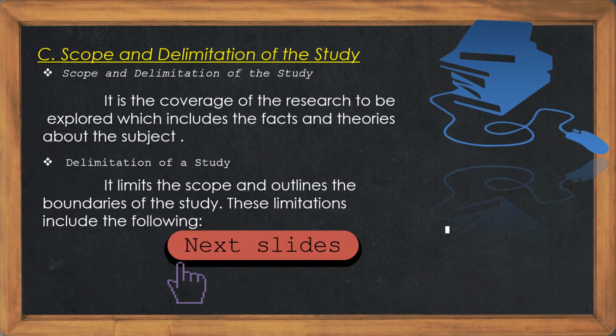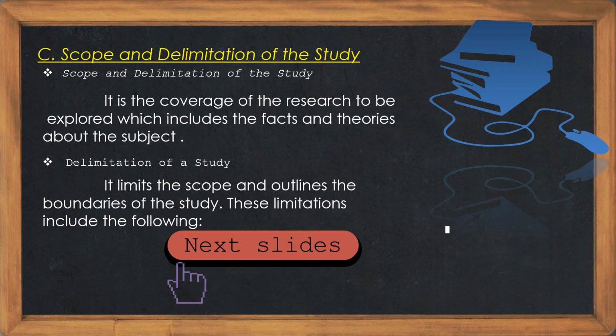The scope and delimitation of the study. Okay? So, it is the coverage of the research to be explored, which includes the facts and theories about the subject. So, for example, an example of a scope of the study: a research study on the impact of social networking on the attitude of senior high school learners. It is not possible to cover all aspects of the selected subject. The scope will have to be restricted to a specific section of the target population over a specified duration. Or in the above-cited study, a group of 40 learners in senior high school at one particular school would be an ideal coverage to study their attitude for 5 months.